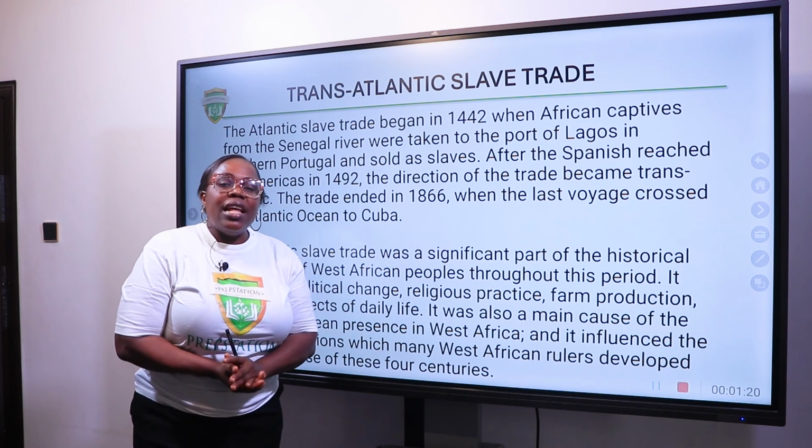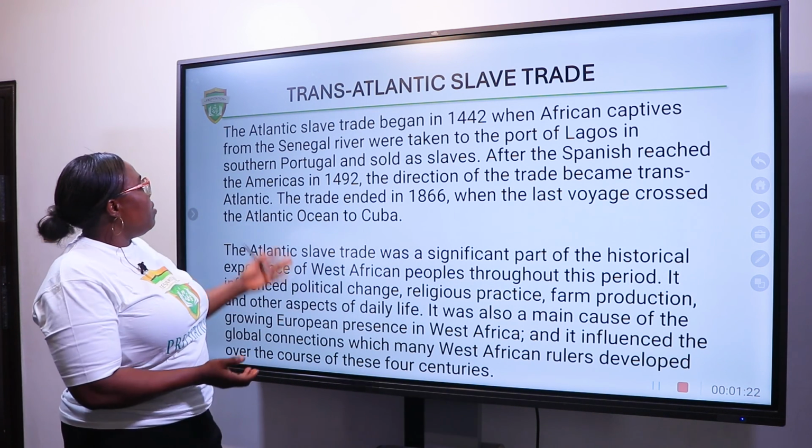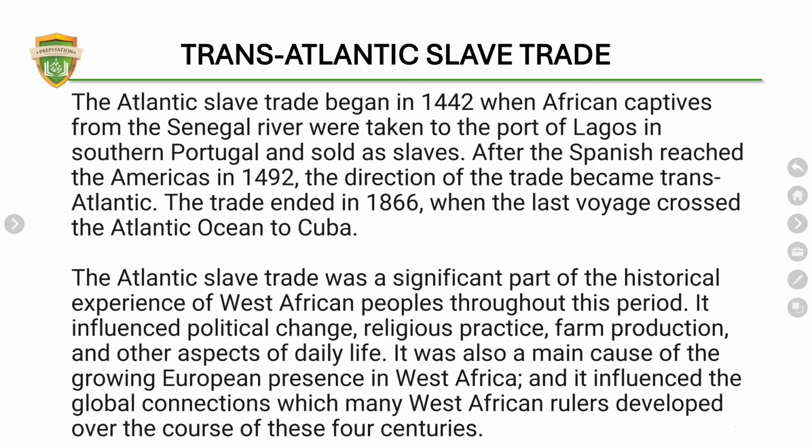Now, the transatlantic trade, let's look at it. It says that the Atlantic slave trade began in 1442 when African captives from the Senegal River were taken to the port of Lagos in southern Portugal and sold as slaves. So, let's read this other paragraph.